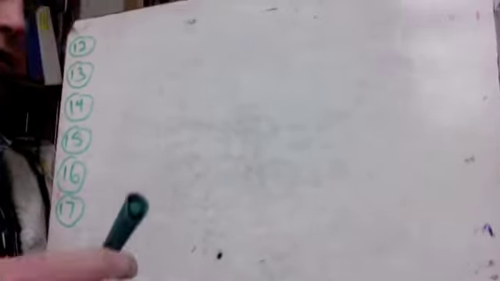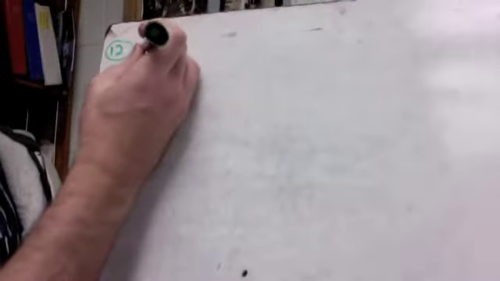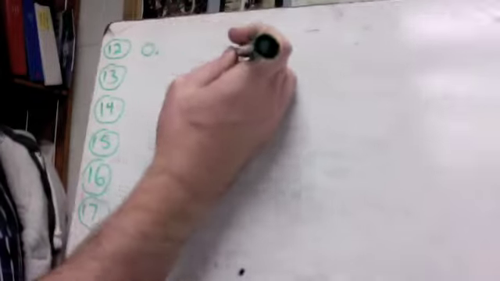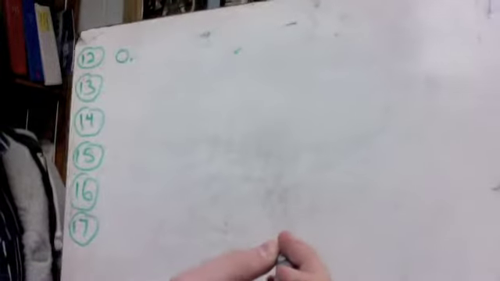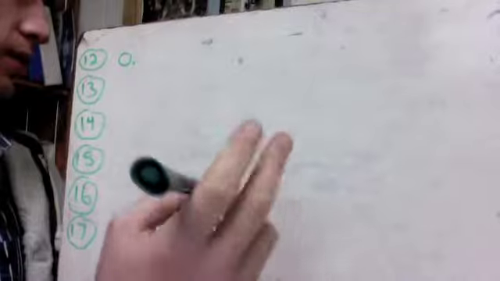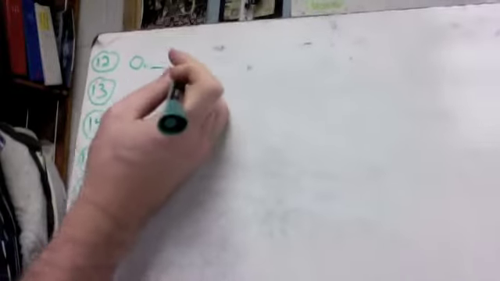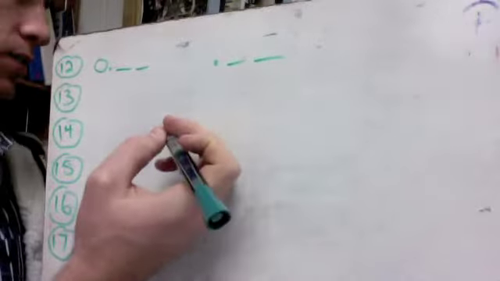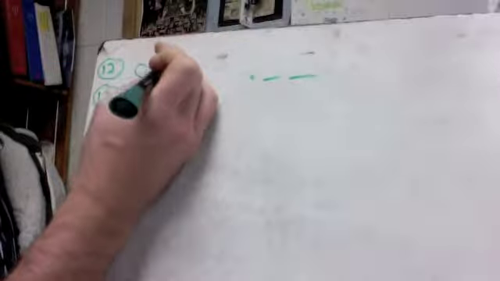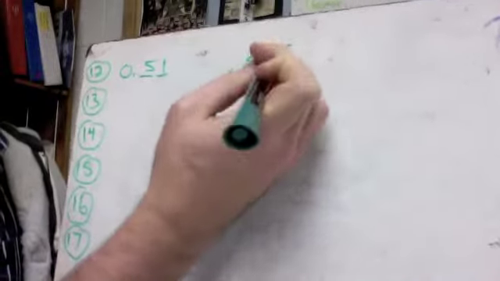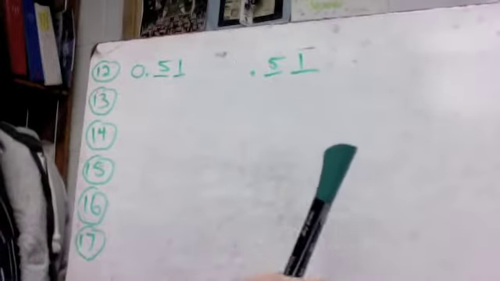All right, number 12 to check is 51 hundredths. So we know there's no whole number, so we could start with 0 or we could just put our decimal point, that's fine. And we know that the hundredths is the second decimal place, tenths, hundredths. So we know we have to have two spots. So if we have 51 hundredths, it's just going to fit nicely in those two spots. So it could look like this. It could look like this. 0 and 51 hundredths or 51 hundredths are both going to be the same thing.